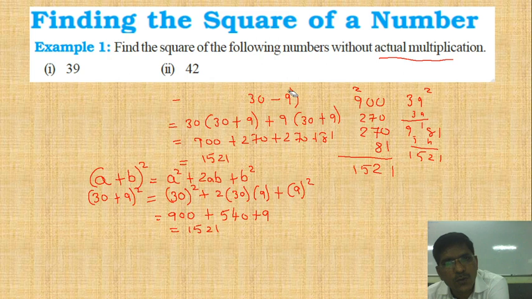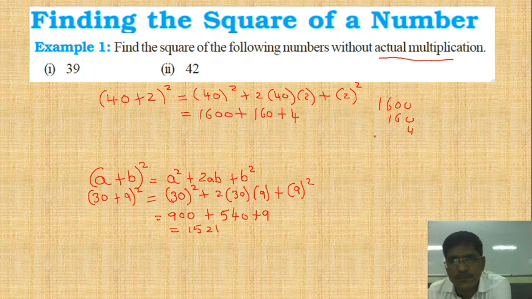42 means 40 plus 2 whole square. So the formula is 40 square plus 2 into 40 into 2 plus 2 square. 40 square is 1600. 40 into 2 is 80, 80 into 2 is 160, plus 2 square is 4. Now I have to add. The answer is 1764.